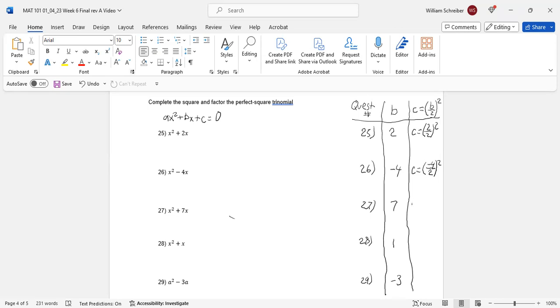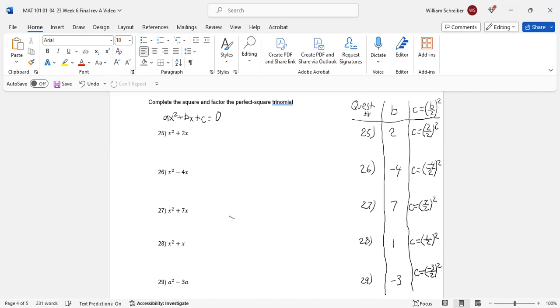For 27, the b value is 7, so c equals open parenthesis 7 over 2, close parenthesis squared. For 28, the b value is 1, so c equals open parenthesis 1 over 2, close parenthesis squared. For 29, the b value is -3, so c equals open parenthesis -3 over 2, close parenthesis squared.